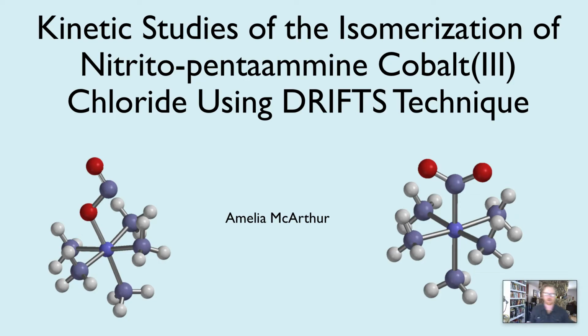So it's really hard. So this compound, when exposed to light or heat, will spontaneously isomerize into nitropentamine cobalt 3 chloride. So in other words, the bond goes to the more stable oxygen cobalt bond. That's the more stable configuration. So it's a spontaneous isomerization, which means it's a first order reaction.